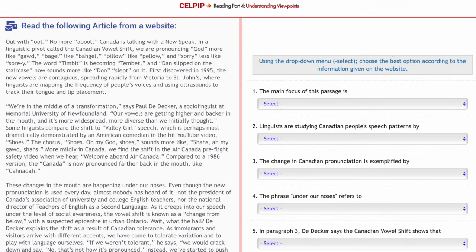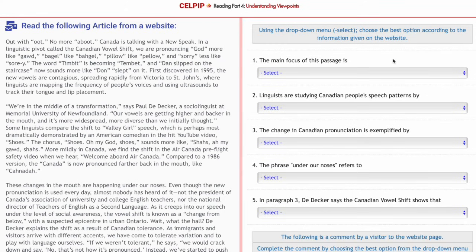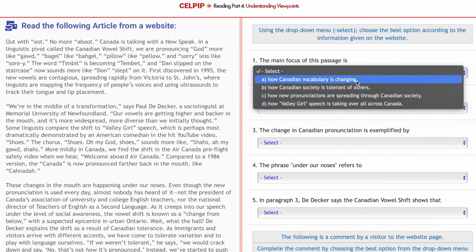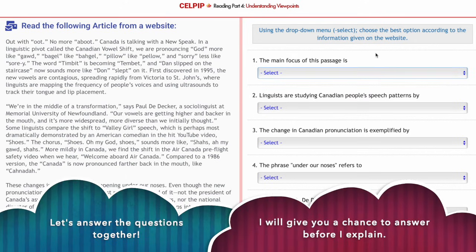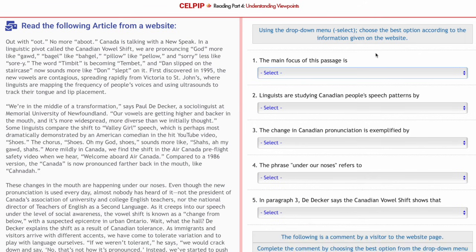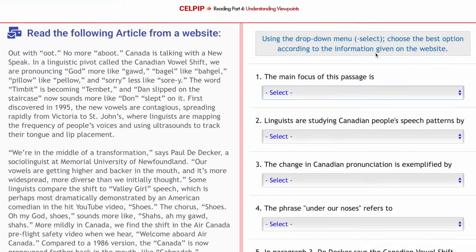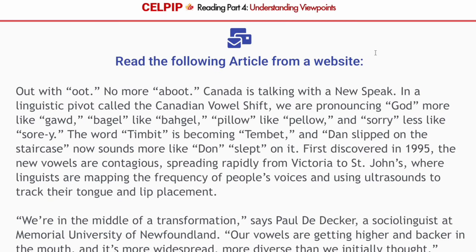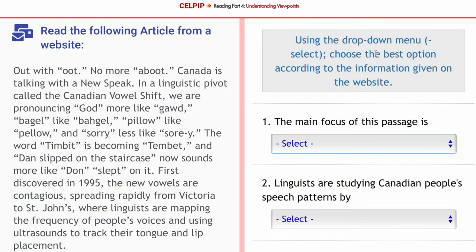And then I will be going to the questions. I'm going to be reading the questions and reading the answers. And I'm going to be giving you a chance to answer if you can, okay? And then I will be explaining the answer. Now I'm just going to zoom in here so we can read better. Okay. All right. Here we go.